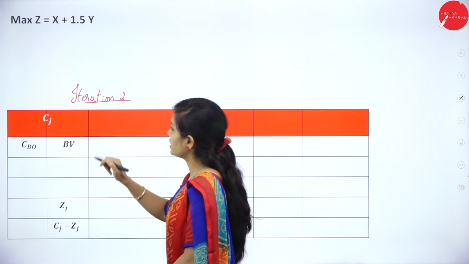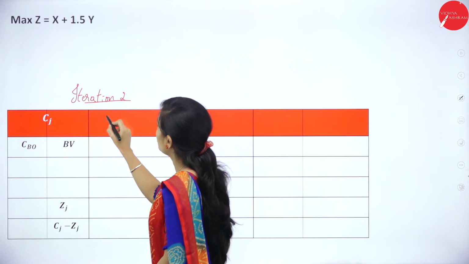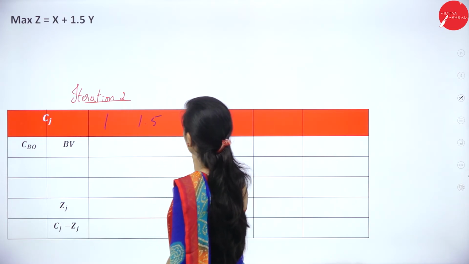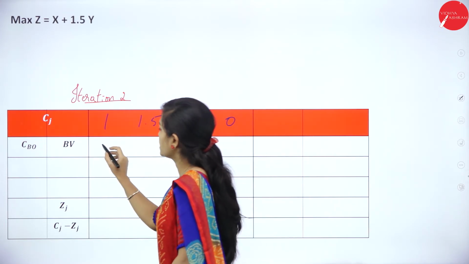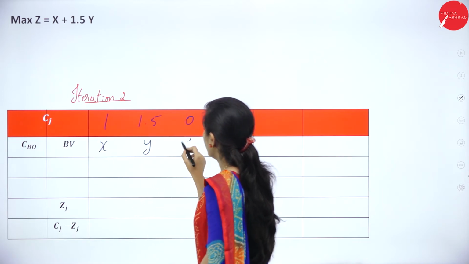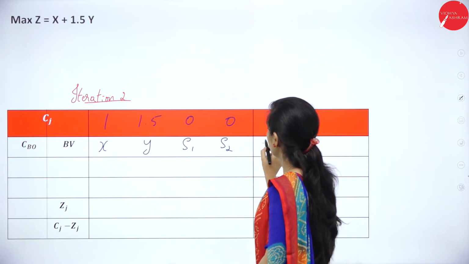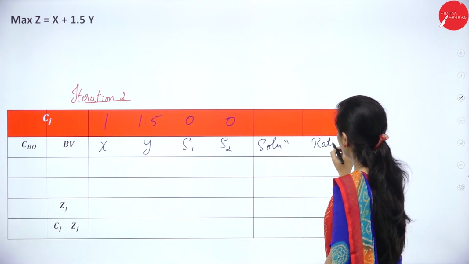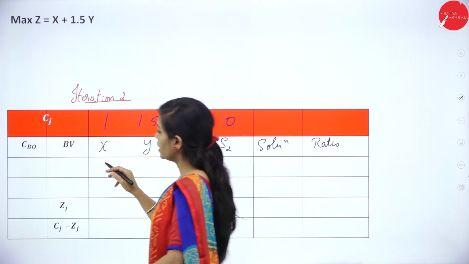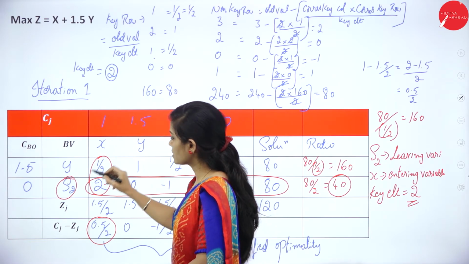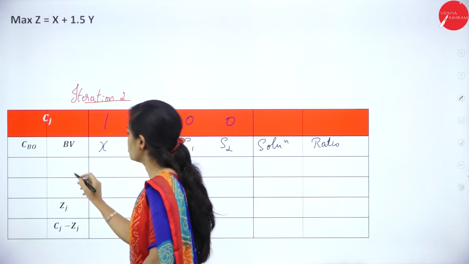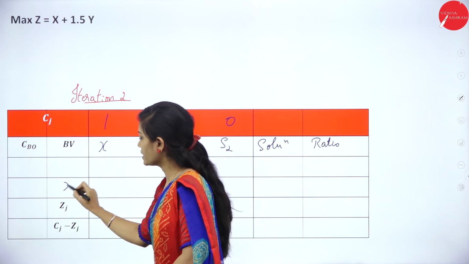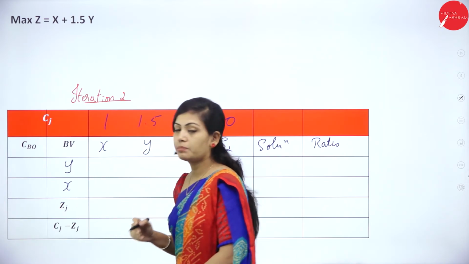So first write the coefficient of the objective function: 1, 1.5, 0 and 0. Basic variables x, y, s1, s2, solution and ratio. So here the entering variable is x and the leaving variable is s2.